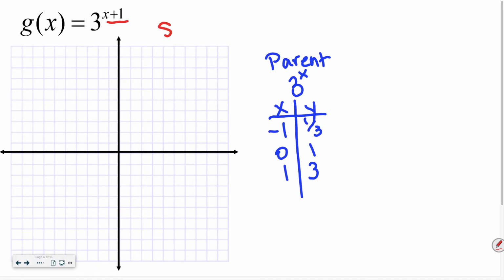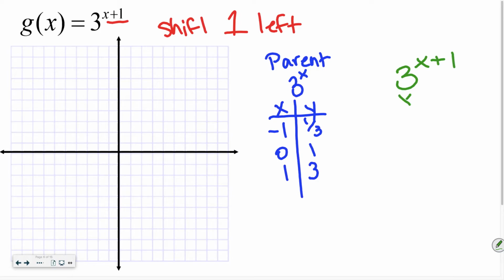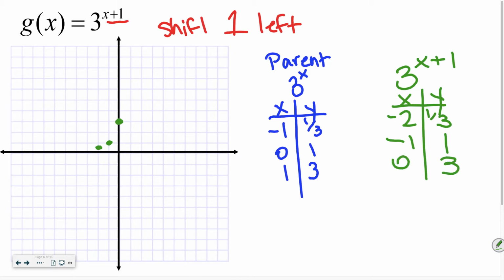So this is a shift 1 to the left. How do we feel about that? Shift 1 left. Okay. So for 3 to the x plus 1, we're going to take these coordinates and shift them left 1. So (-1, 1/3) is going to shift left 1 to (-2, 1/3). (0, 1) is going to shift to the left, and it's going to be (-1, 1). (1, 3) is going to shift to the left 1, and it becomes (0, 3).